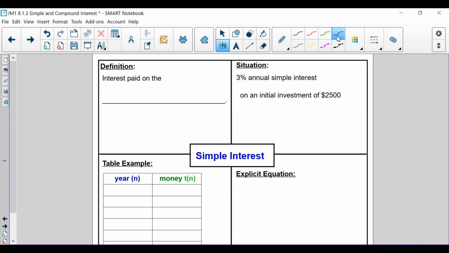So let's talk about principal. Principal is really what simple interest is based upon. Principal is your starting amount, and that's how simple interest is calculated. It's interest paid on the principal. So it starts in year zero. We see how much money we put in the bank. In year zero, we have the principal.